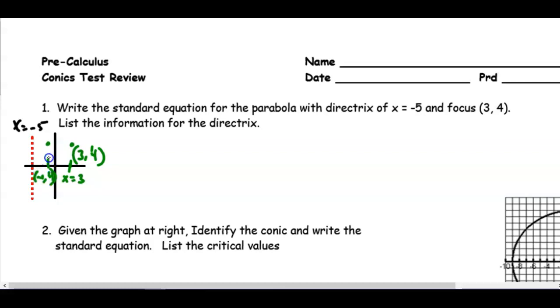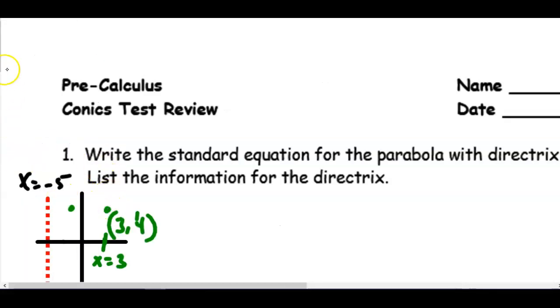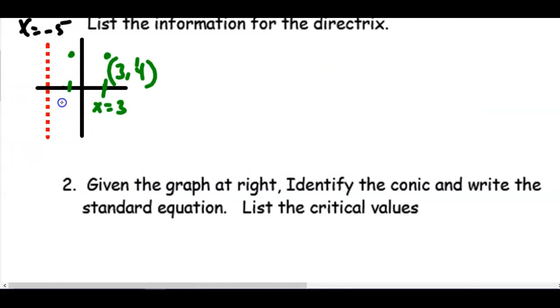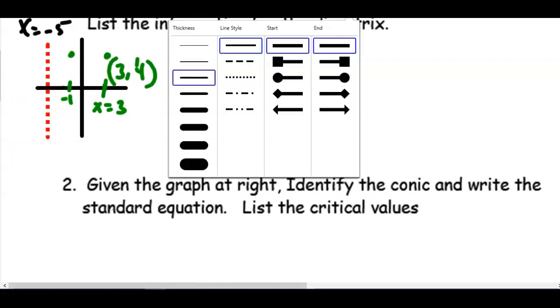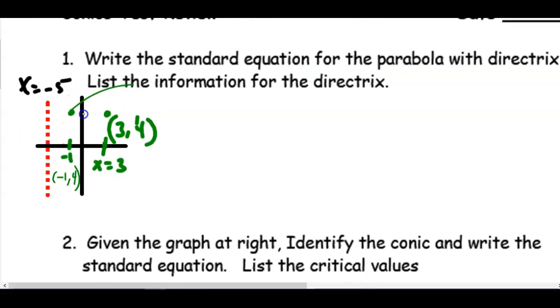All right, I'll do that again. The distance from negative 5 to 0, because remember this is x is 0, is 5. And the distance from 0 to 3 is 3. So 5 plus 3 is 8. So half of that would be 4. So if I count back 4, I have negative 1. So (-1, 4). I'm going to write that a little clearer by zooming in. (-1, 4). All right, so now we have the vertex.